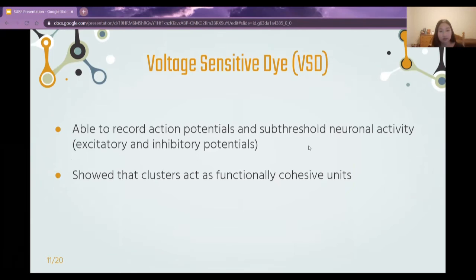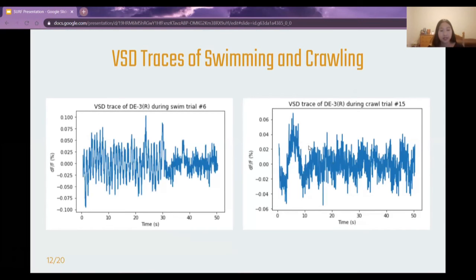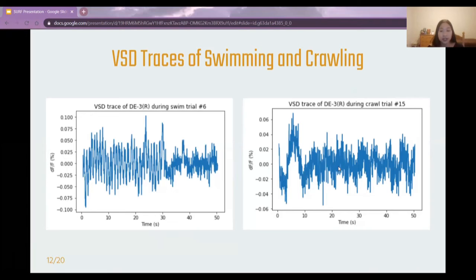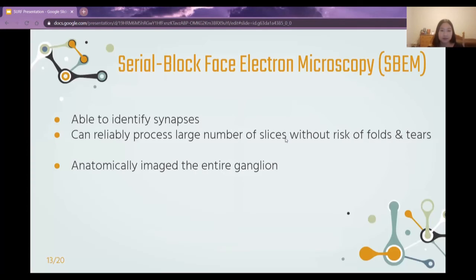slide 18. So here we have two examples of VSD traces of swimming on the left and crawling on the right. These are measured through change in fluorescence over time, and as you can see, DE3R has a different trace for different behaviors, which tells us that the cell is operating differently during swimming versus crawling, and potentially other behaviors.